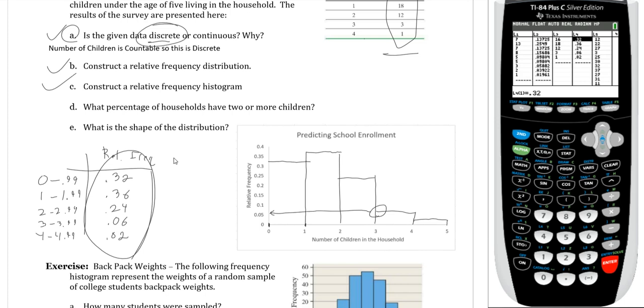Then a couple of questions. What percentage of households have 2 or more children? Well, 2 or more are these 3 values here. 24% plus 6% is 30, plus 2 is 32%. So 24 plus 6 plus 2. That would be 2 or more children. And then secondly, the shape of the distribution. Well, I have the majority here, and then it tapers off again to the right. So this is, again, skewed right.